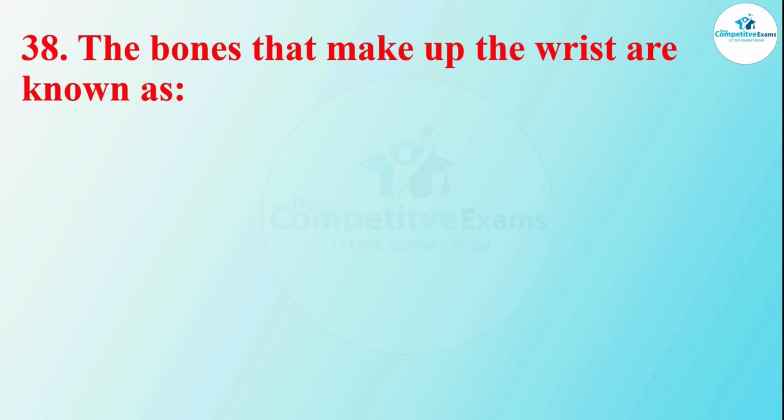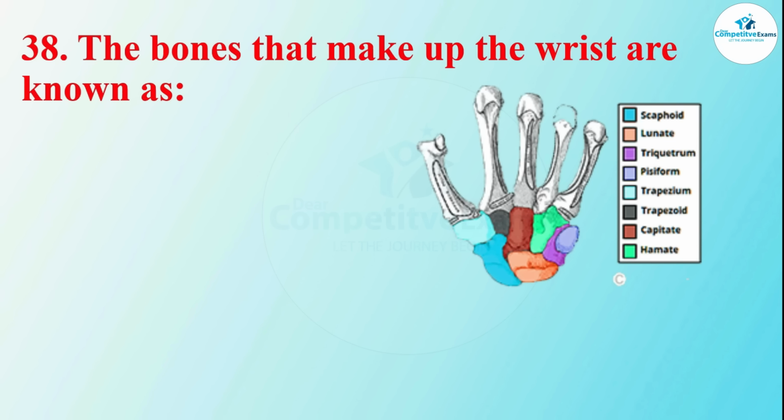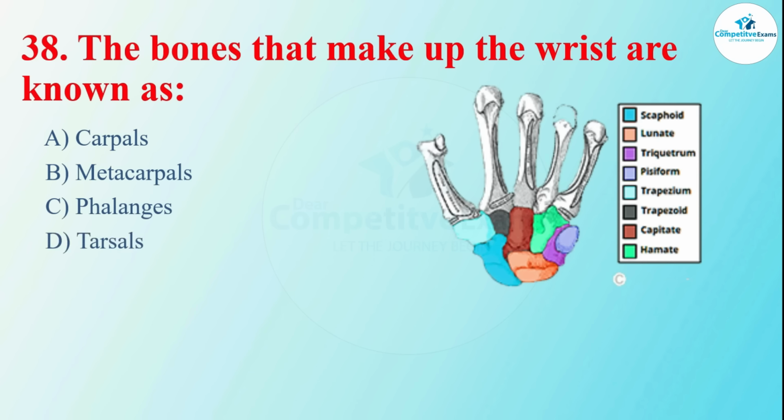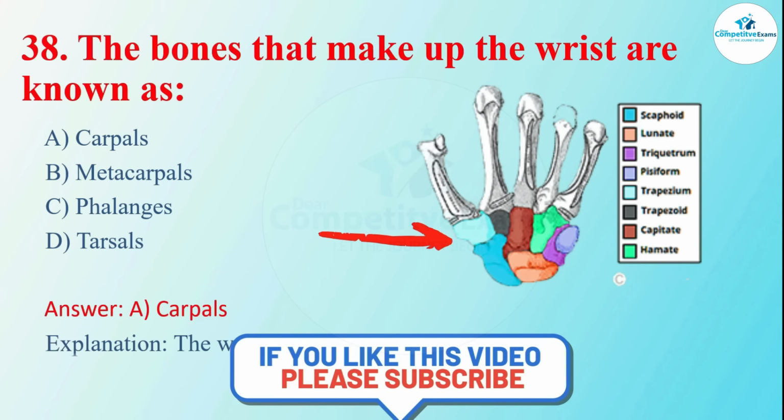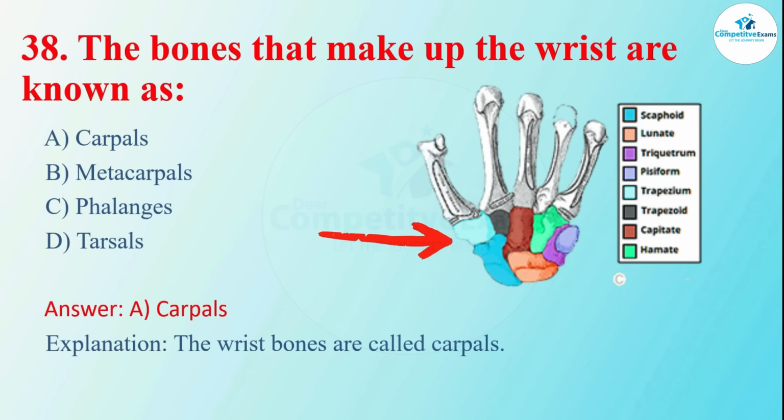The bones that make up the wrist are known as. So what do you call those bones that make our wrist? The options are carpals, metacarpals, phalanges or tarsals. The right answer, which we have seen already in our previous questions, is carpals. The wrist bones are called carpals.